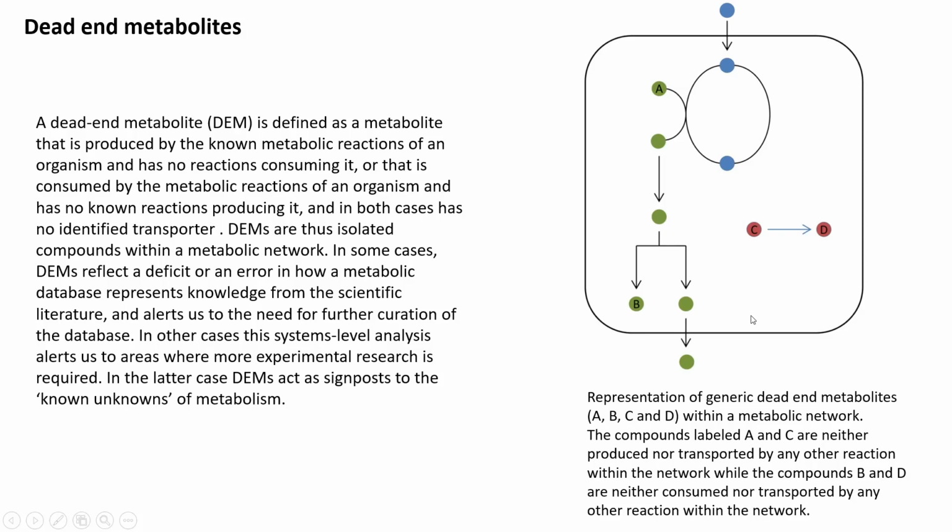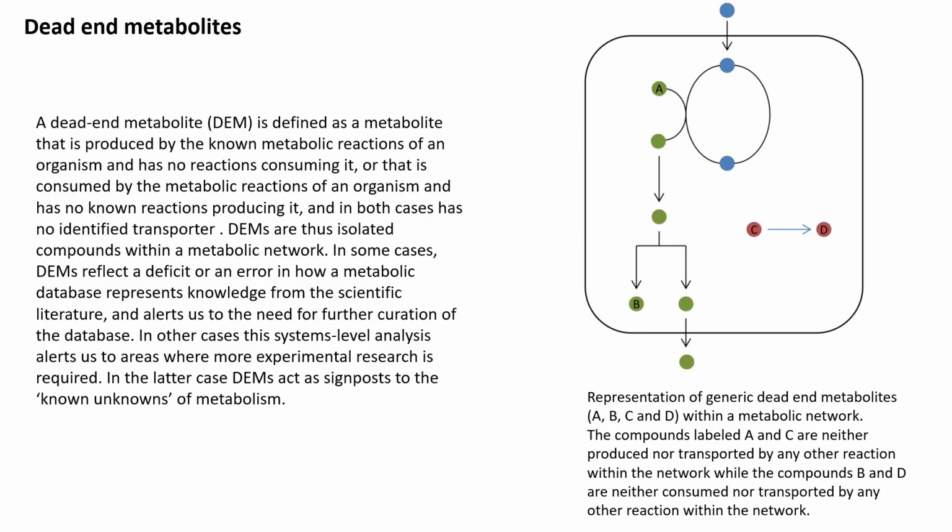Similar is the concept for C. C is getting converted to D, but C is not produced inside the metabolic environment that you are looking at, and also C is not transported by any other reaction. So these are neither produced nor transported by any other reaction in the network, which essentially means that these are isolated compounds within the metabolic network. So dead end metabolites are those metabolites which are neither produced nor consumed inside the metabolic space you are looking at, and these are isolated compounds within the network.